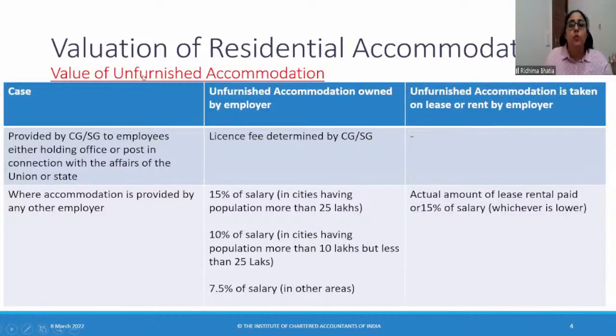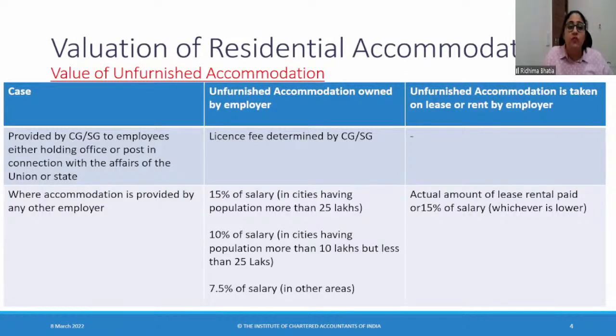First, we'll talk about an unfurnished accommodation and then we'll add the value of furnishing to it. Unfurnished accommodation means they give you a house which has four walls painted, that's it, and obviously basic water facilities and basic lights. No furnishing in the sense of bed or furniture, nothing of that is provided.